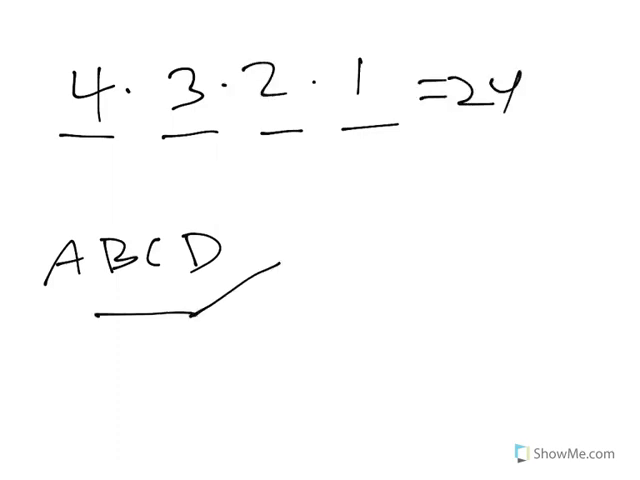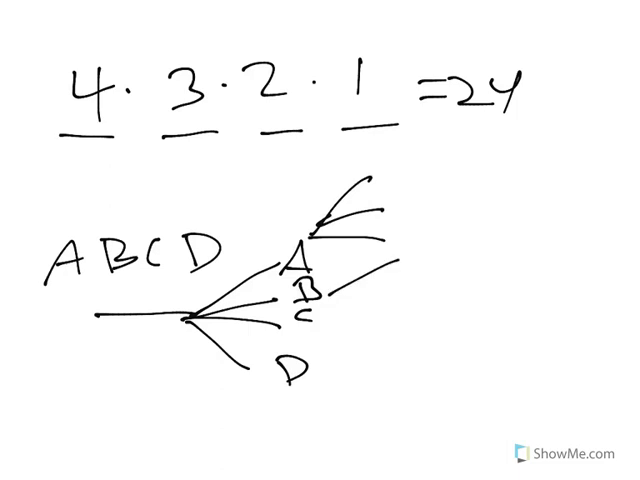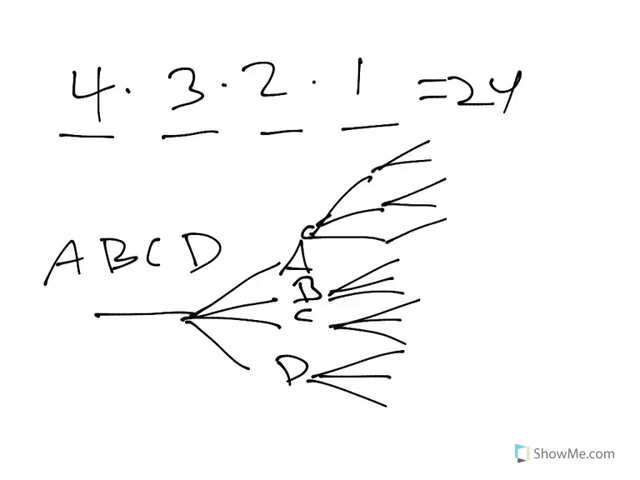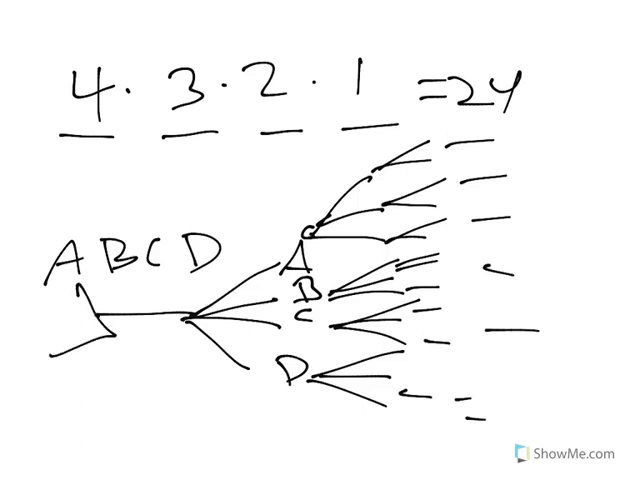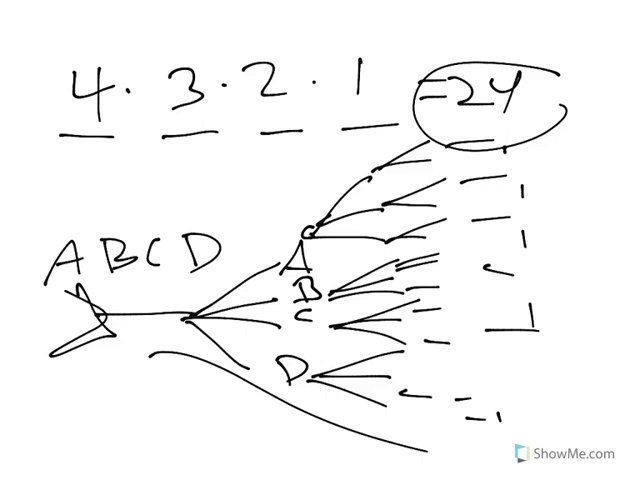Sometimes this is drawn with a tree diagram, where A, B, C, D can be the first letter. But from each of these leaves, there's three branching out, because there's only three letters remaining, and then two branching out, and then from each of those, one branching out. So you can see this sideways tree would have 24 leaves at the end, each one representing an arrangement of the letters A, B, C, D.